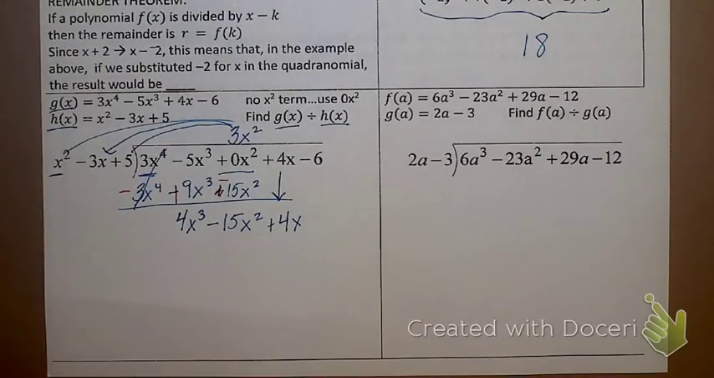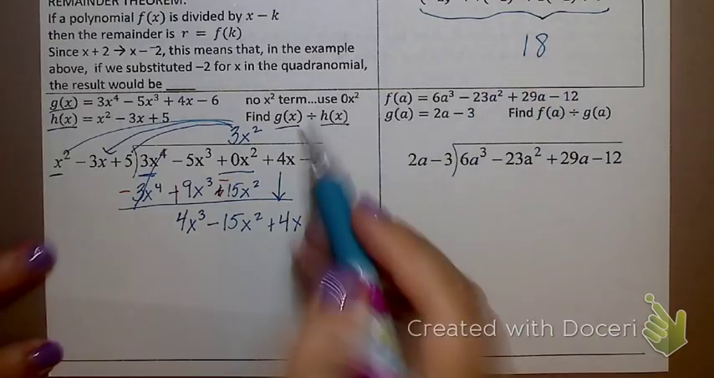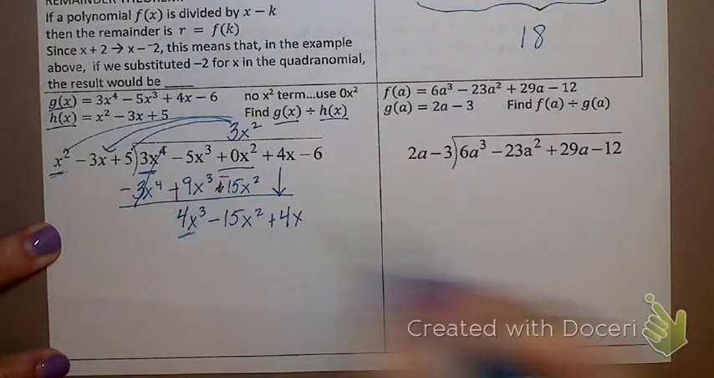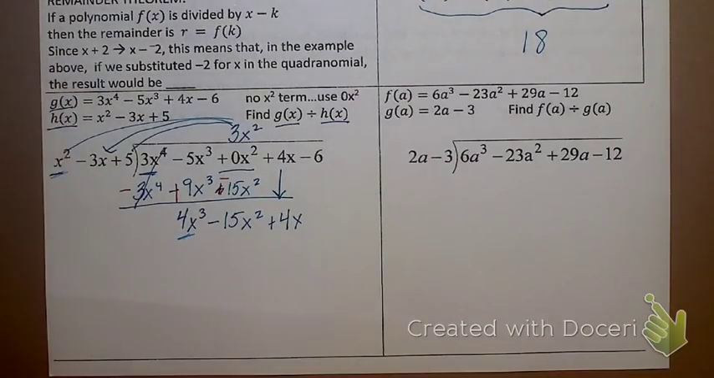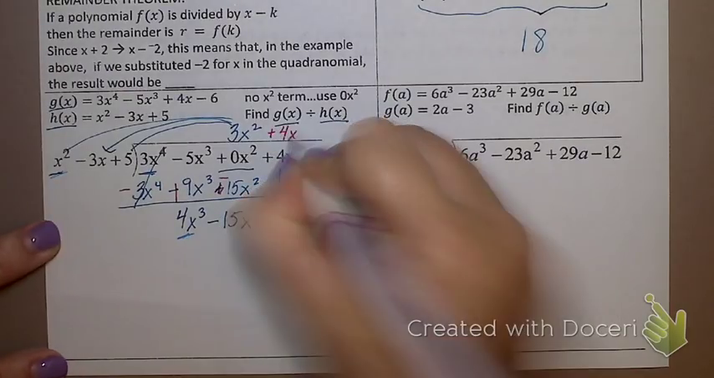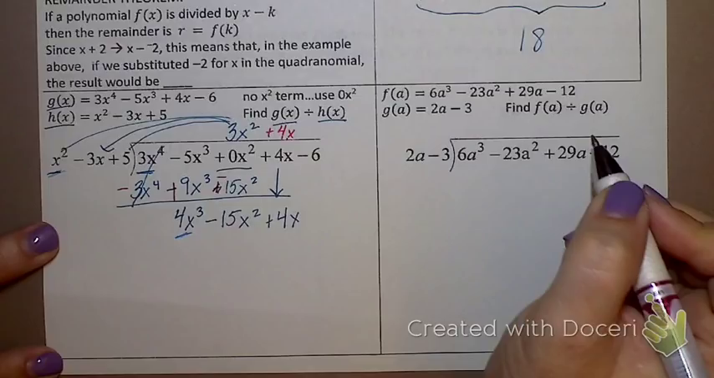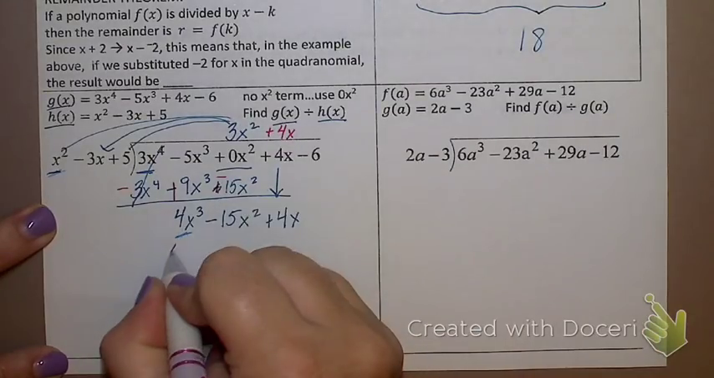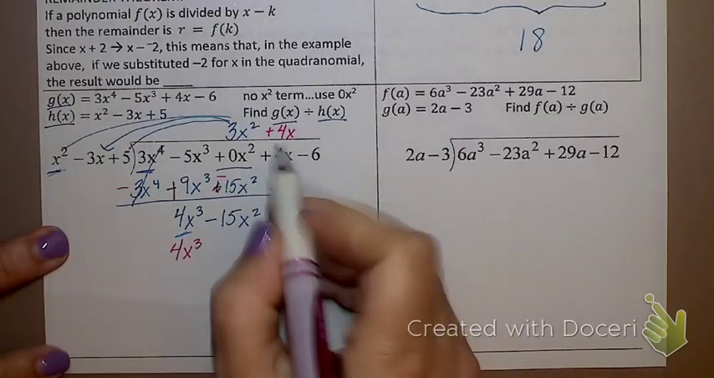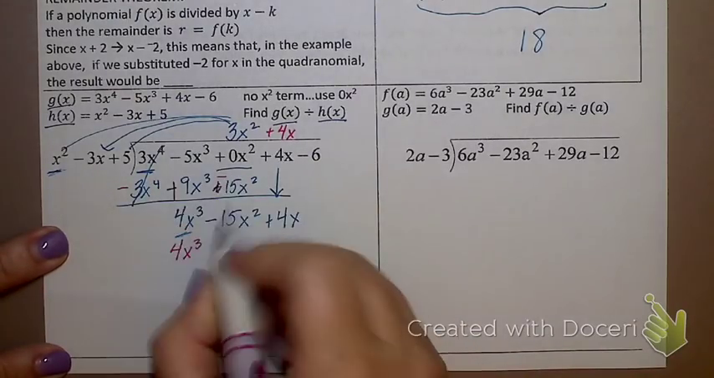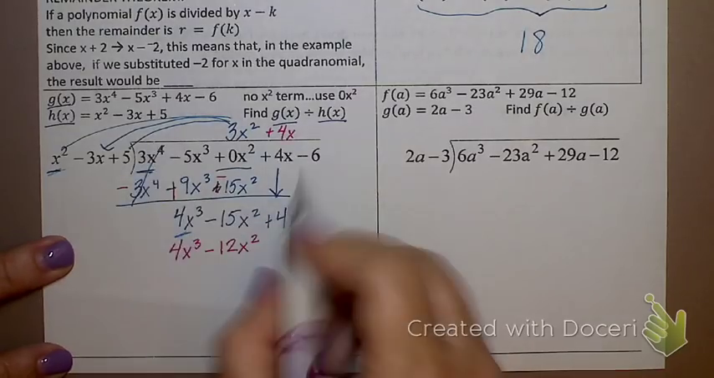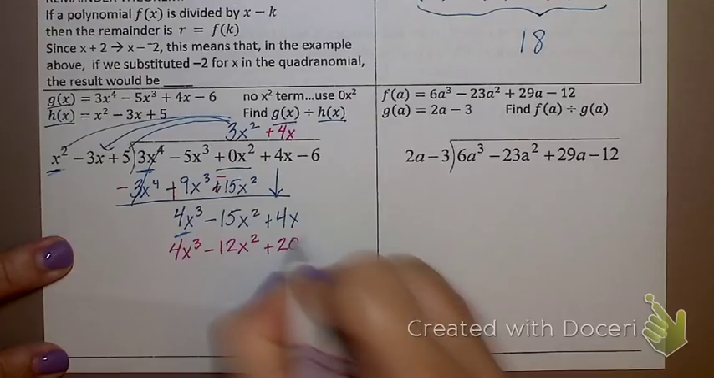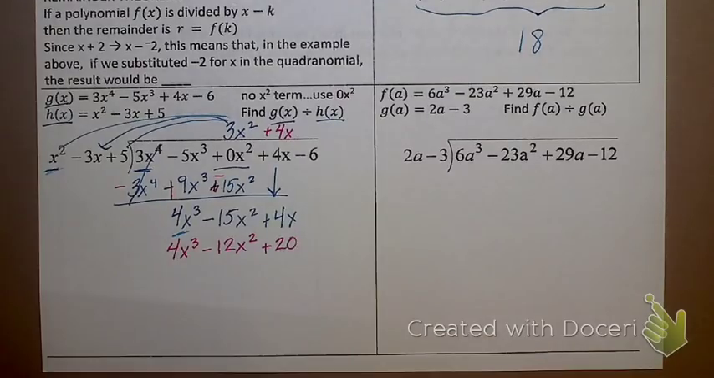All right, so let's see. X squared times what gives me 4x cubed? Let's use a different color. 4x. So now what do I do with the 4x? I distribute it. 4x times x squared is 4x cubed. 4x times negative 3x, negative 12x squared. And 4x times 5, 20.